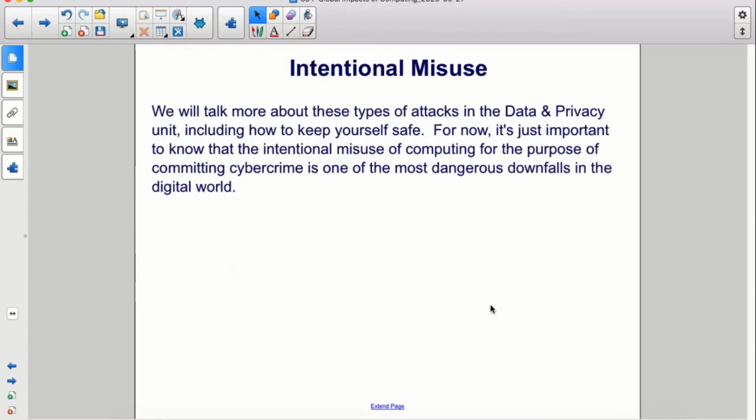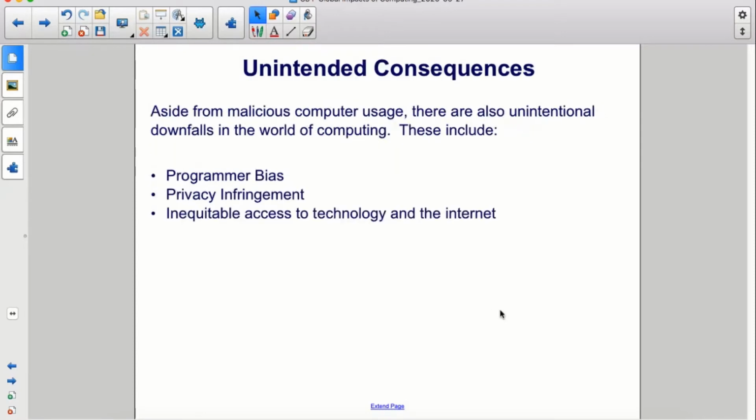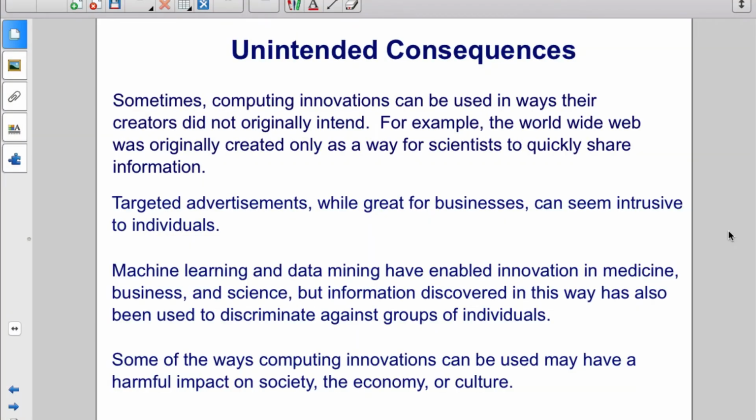We will talk more about these types of attacks in the Data and Privacy Unit, including how to keep yourself safe. For now, it's just important to know that the intentional misuse of computing for the purpose of committing cybercrime is one of the most dangerous downfalls in the digital world. Aside from malicious computer usage, there are also unintentional downfalls in the world of computing. These include programmer bias, privacy infringement, and inequitable access to technology and the internet.